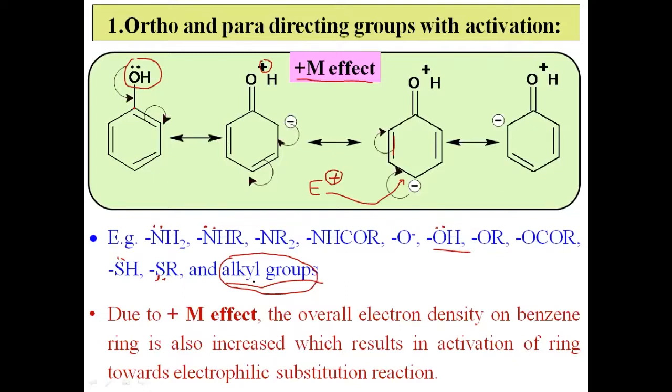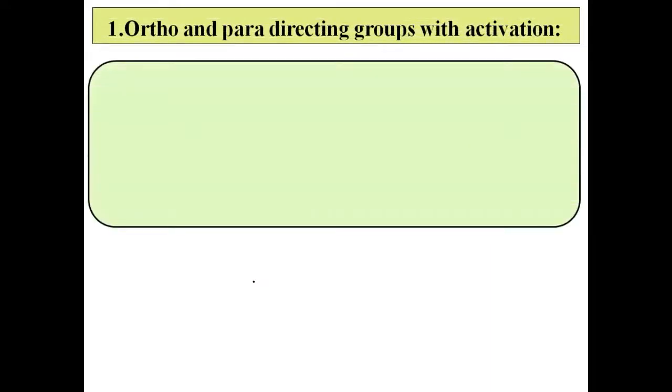But what about the alkyl group? What about the alkyl group? They do not have a plus M effect. Then why are they ortho and para directing? Okay, let us see the explanation for that also. Why do alkyl groups, if present on the benzene, cause ortho and para electrophilic attack?